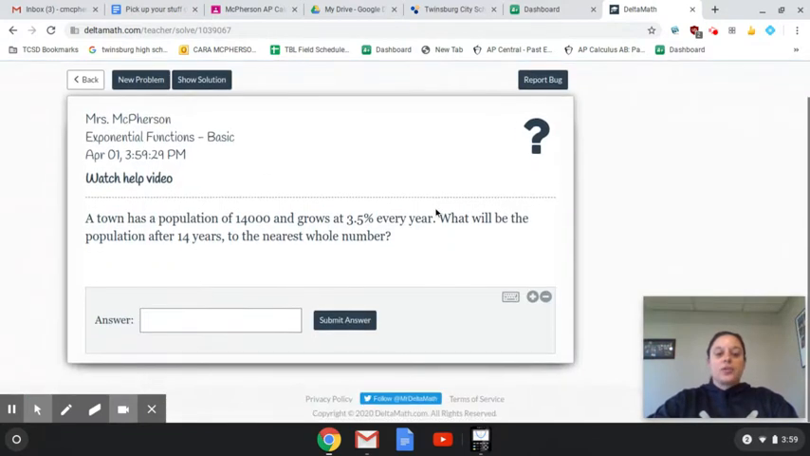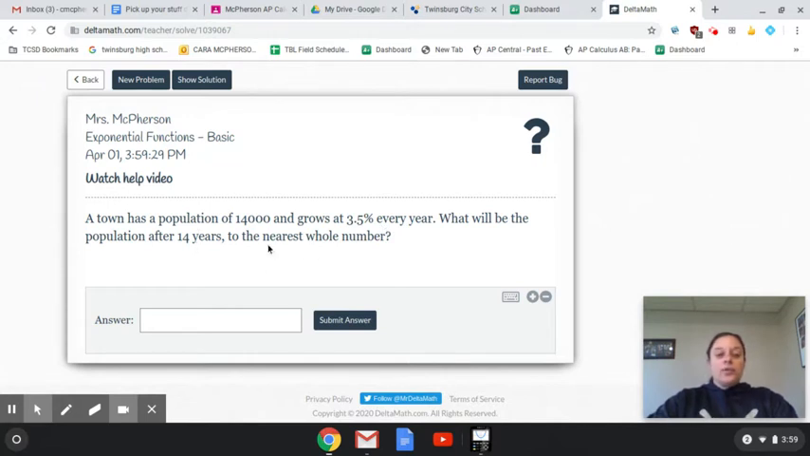So they're going to ask you a question like this, where they're going to give you, same idea, initial population, initial amount, and then it's going to tell you how much it grows each year, how much it decays each year. So you're going to use that same formula we just talked about, your initial amount. You're going to do 1 plus, make sure you write this as a decimal, so 1 plus 0.035 for this one, and then your exponent would be the number of years.